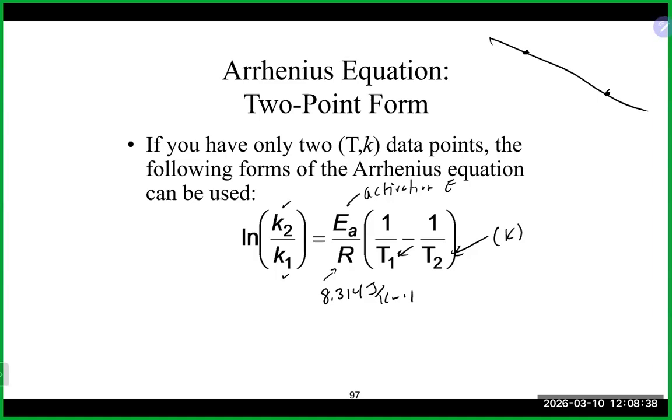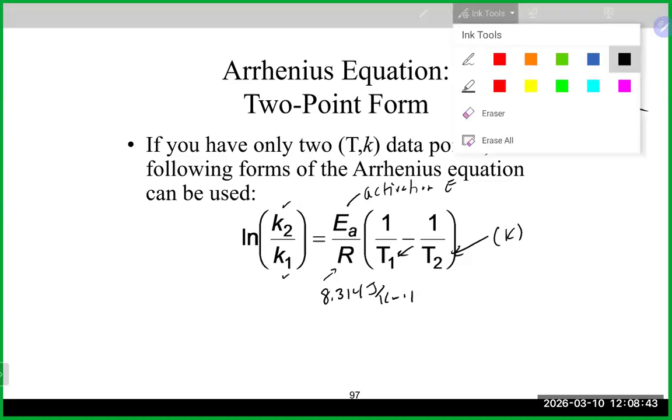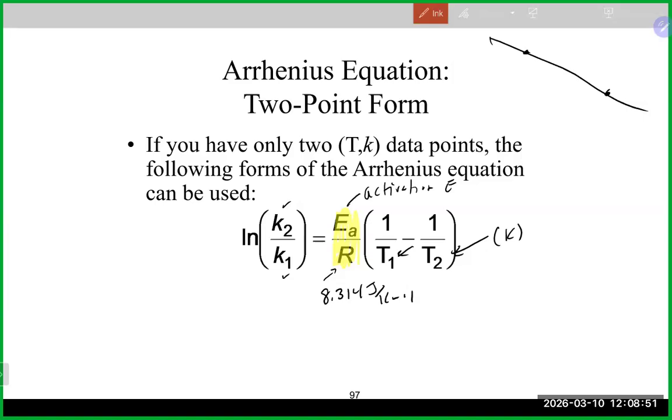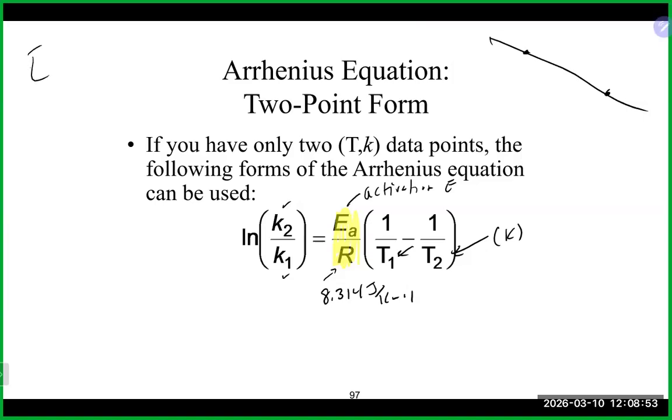Now, it's really important in this equation that you are careful of units, because right here is a problem for a lot of people. Typically, activation energy is given in units of kilojoules, while R is in units of joules. So you're 1,000-fold off there if you don't do a conversion.